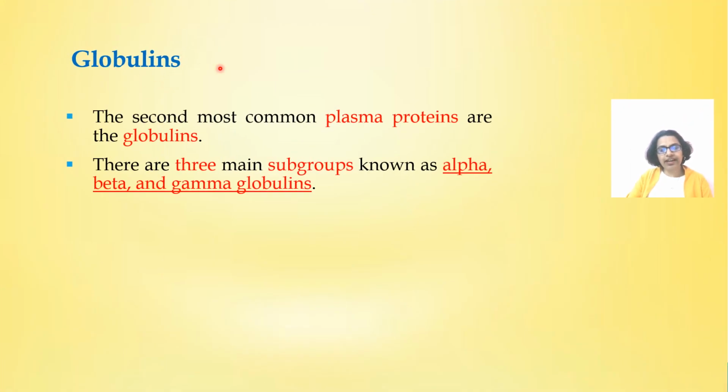Then let us learn about globulin. Globulin is the second most common plasma protein. There are three main subtypes known as alpha, beta and gamma globulin.